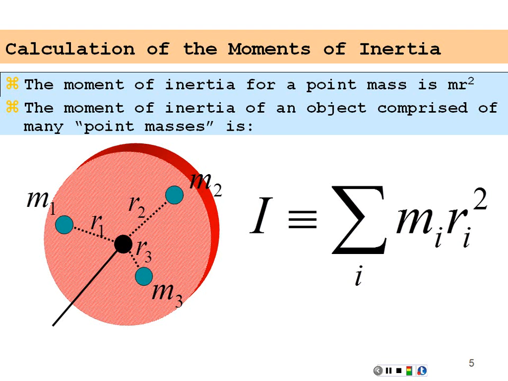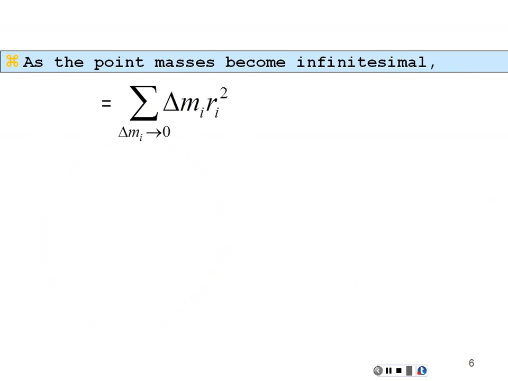So I would say that the moment of inertia is a summation of all these little point masses, m sub i, times their respective radius from the axis of rotation, r sub i squared. So if I sum up all those, I will get the moment of inertia. Well, as these point masses become infinitesimally small, this summation will approach a definite integral. So we have a definite integral, r squared dm. dm is our little infinitesimal change in mass.